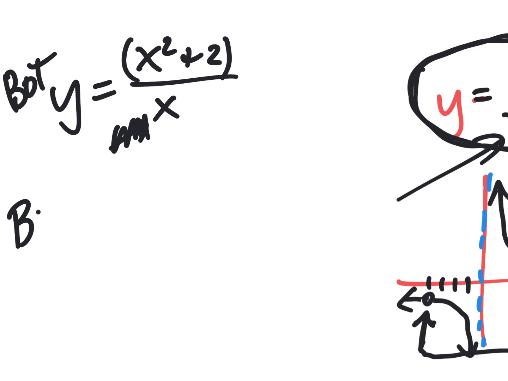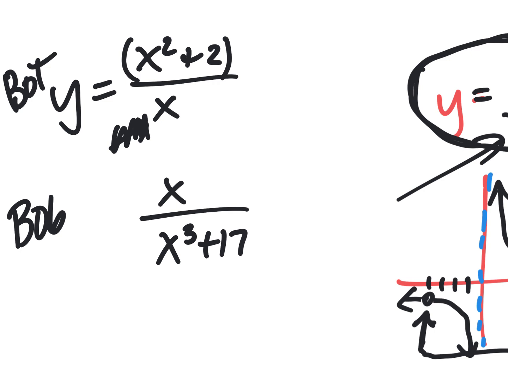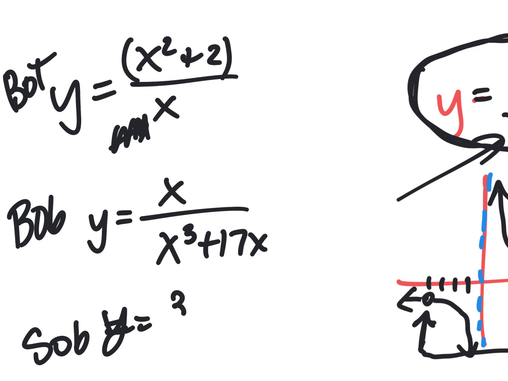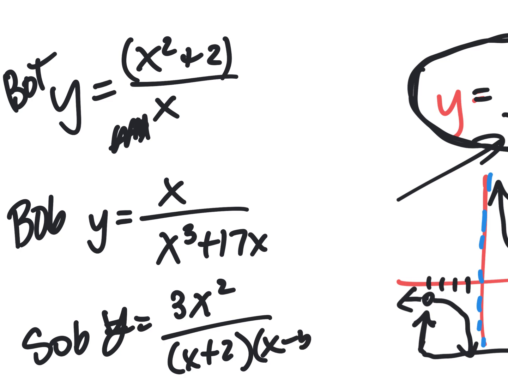And then what if it's bigger on the bottom? And that's where it would be like x over x to the third plus 17x. Doesn't really matter. And last but not least, same on both. Like y equals 3x squared over x plus 2 and x minus 5. And think about that. If you multiplied them out, it would be the same on both, same degree on both. So what are the equations for these? Well, they're horizontal asymptotes. So horizontal asymptotes, y equals things. They all are y equals things.